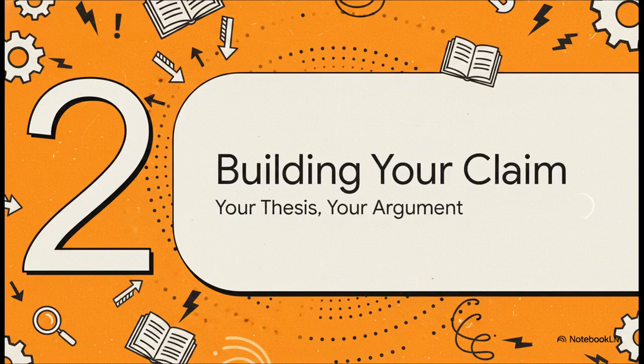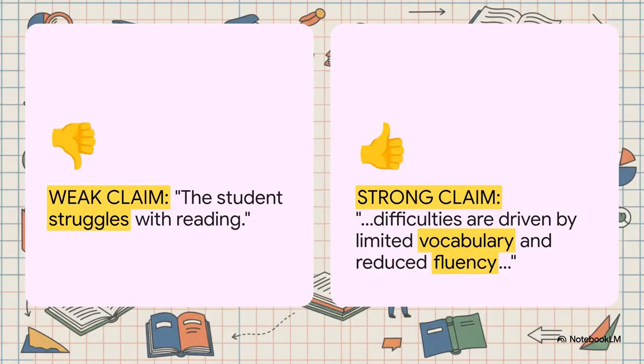Which brings us to Section 2, building your central claim. And honestly, this is probably the most important sentence in your entire report. Your central claim is basically the one-sentence answer to that North Star question we just looked at. Just look at the difference here.